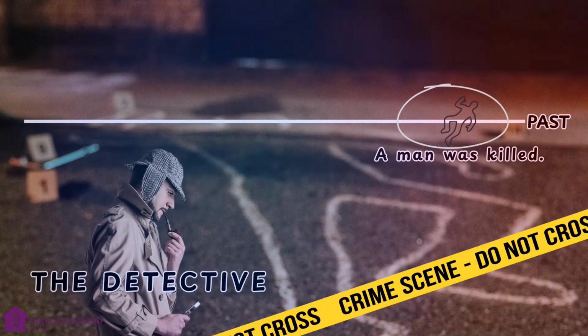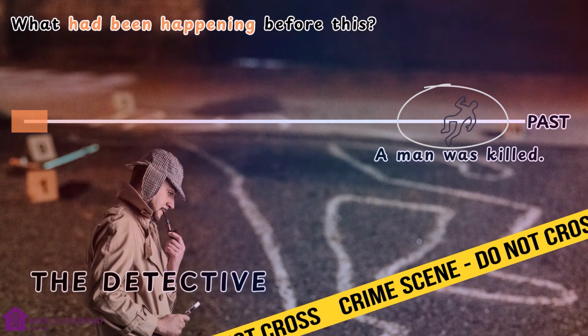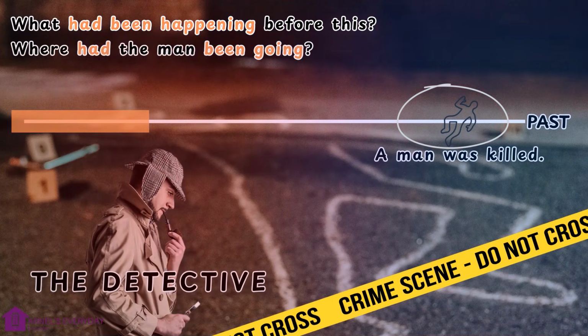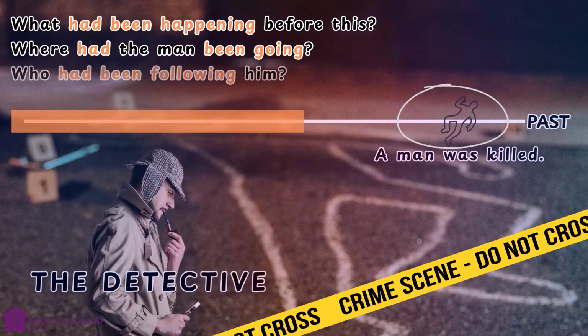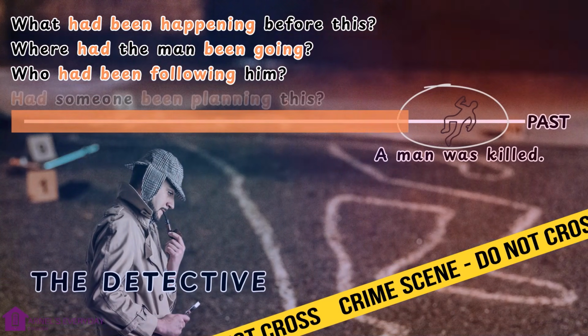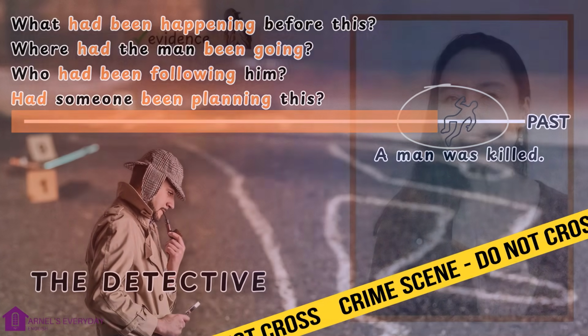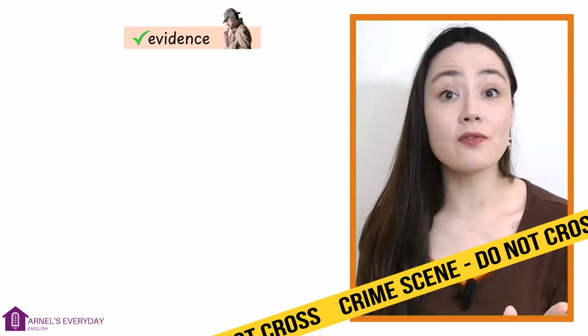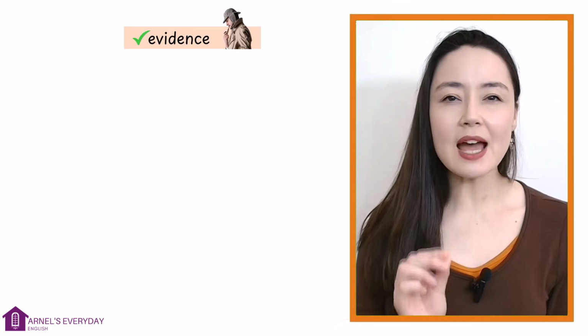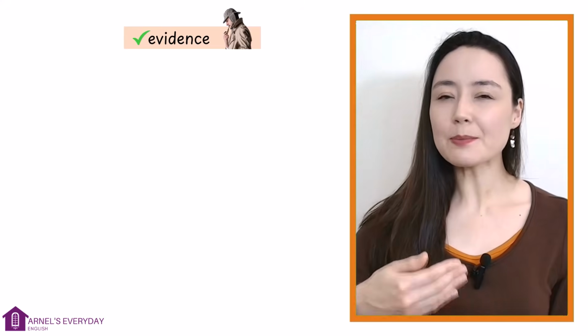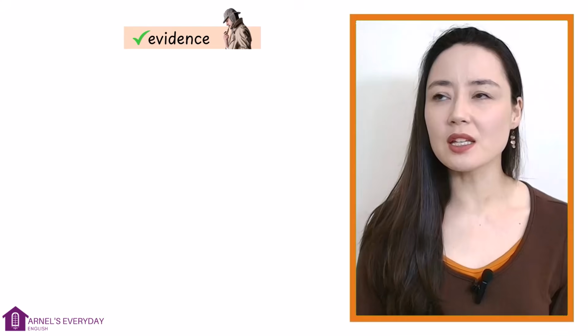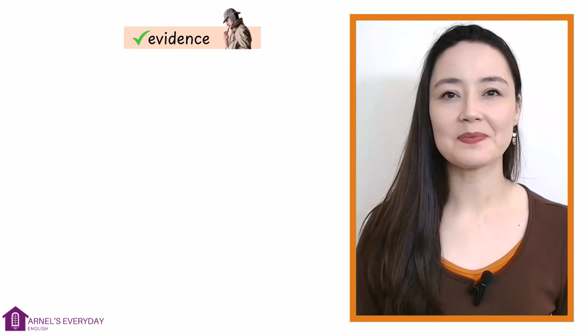Okay, a man was killed. What had been happening before this? Where had the man been going? Who had been following him? Had someone been planning this? The detective wants all the information before the crime. He needs that evidence. With the past perfect continuous, there is usually some evidence.